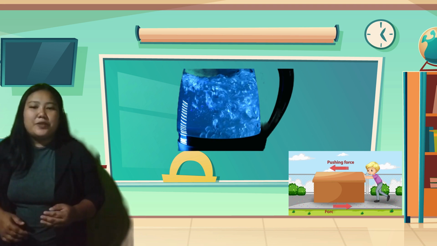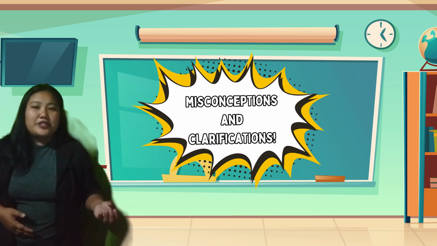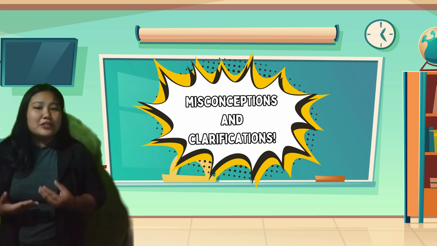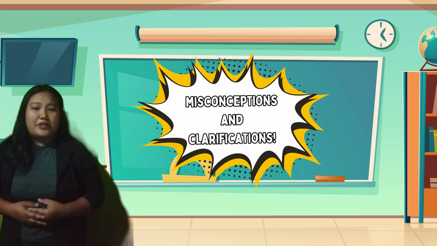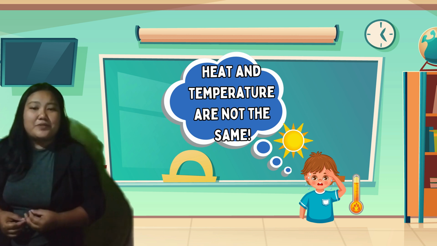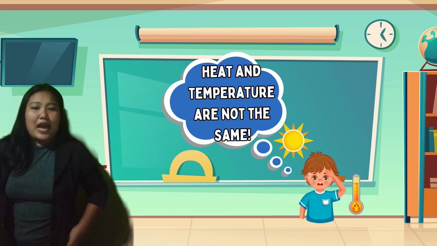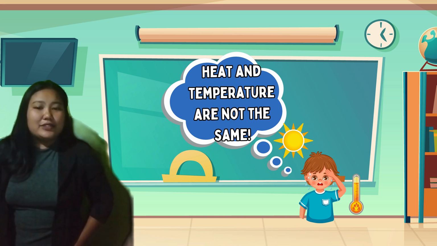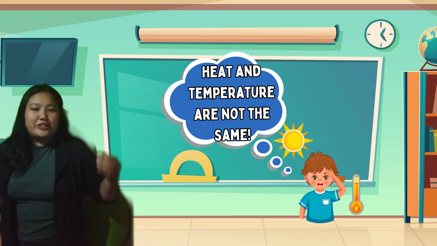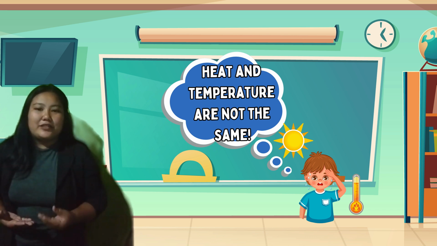Okay, so let's proceed to the misconceptions and clarifications about heat, energy, and temperature. So now let's address some common misconceptions about heat and temperature. Heat and temperature are not the same thing. A large object at a low temperature can contain more thermal energy than a small object at a high temperature. Also, heat doesn't just involve temperature differences. It can also be transferred through radiation, conduction, and convection, which we will be discussing later.